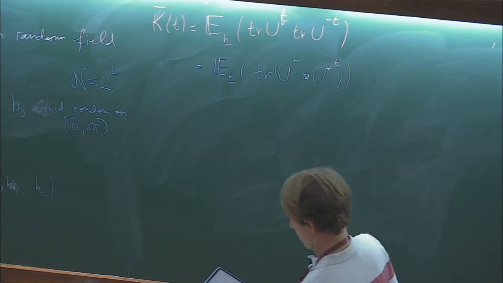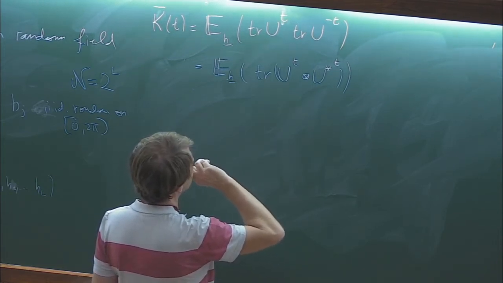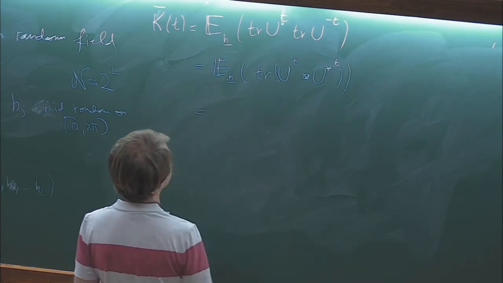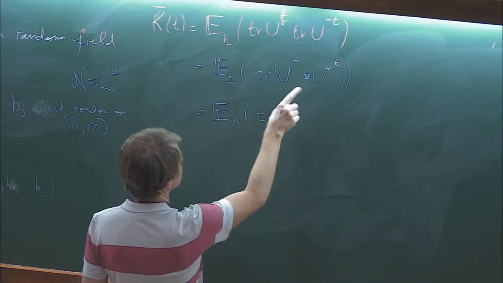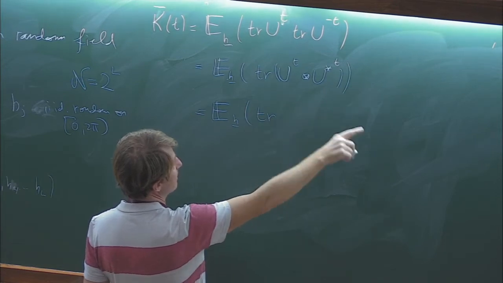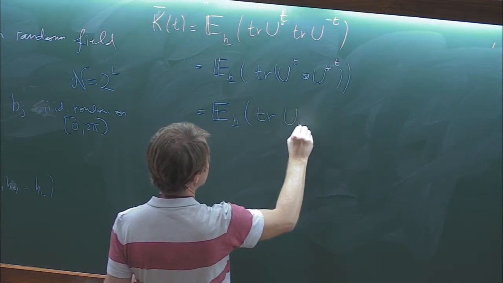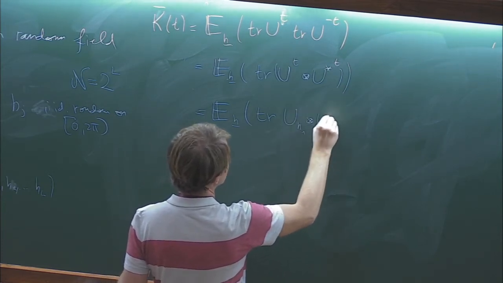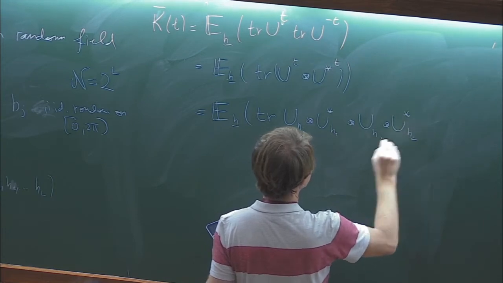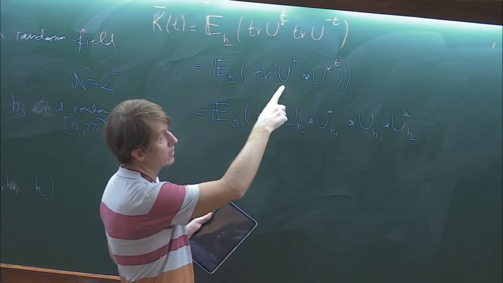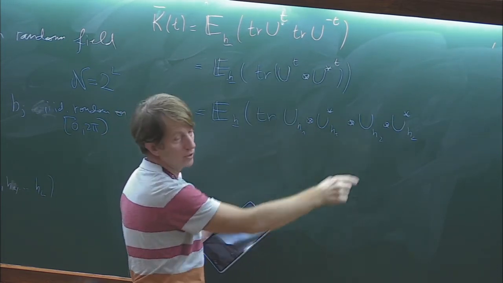I don't want to frighten you here, but you can just expand this trace into multiple tensor products. This guy is again a tensor product. Now I organize my tensor product such that I put first u h1 tensor u star h1, and then u h2 tensor u star h2, and so on. So I've organized my tensor product such that first I take the first spin and its copy, the second spin and its copy. So it's like a spin chain and its copy, but I put a copy to each spin.